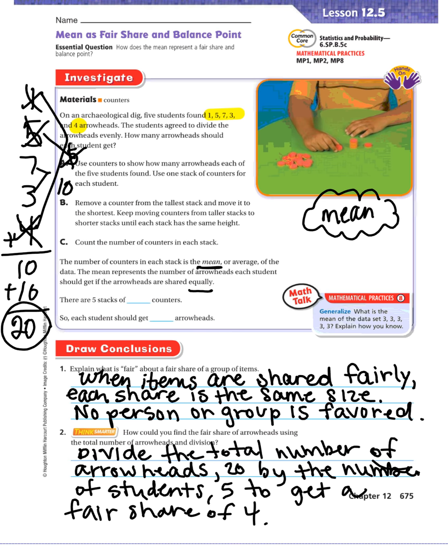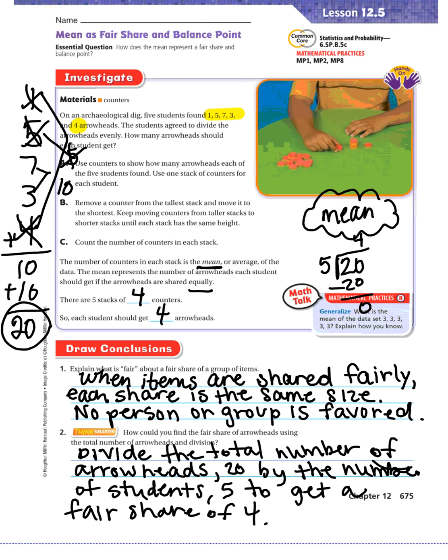So then you're going to take the 20 arrowheads that each of them found and divide it by 5, the total number of students, which would give us 4. So there are 5 stacks of 4 counters, so each student should get 4 arrowheads.